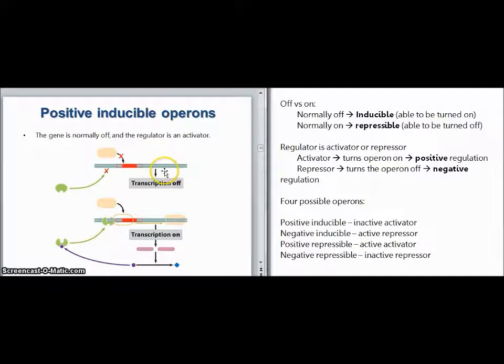Okay, so in this case, here is our operator. Transcription is normally off because it's inducible. And we have, they're calling this the promoter because here's our little pink capsule polymerase, RNA polymerase. And normally our activator here can bind. So again, positive inducible, we have an inactive activator. In order to activate the activator, you need some sort of substrate. This is called our, oh my gosh, what's it called?